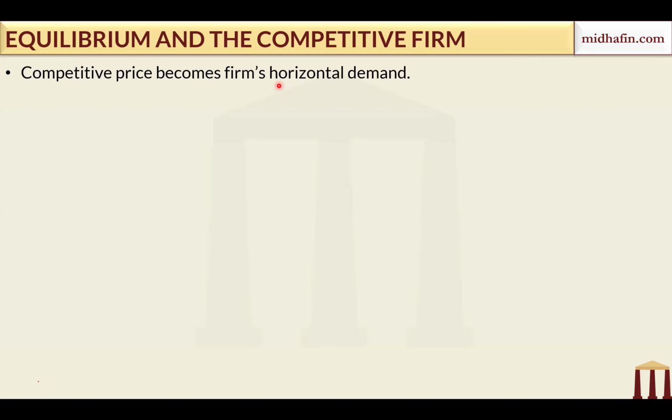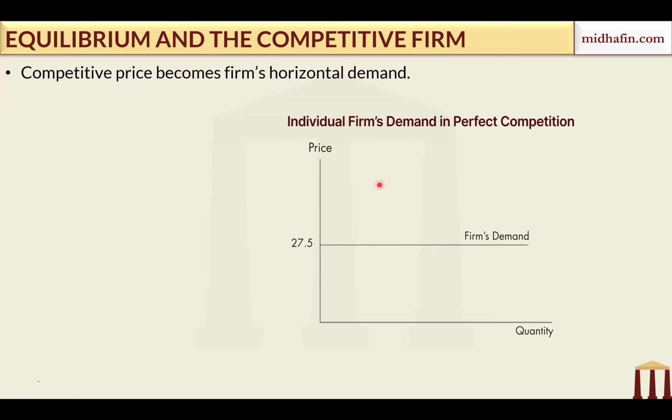So each firm is too small to influence the market price, because even if any single firm increases their output double, triple, whatever, the overall market quantity will hardly change. And the price will still remain almost 27.5. So that is why we call the firms price takers. And that is why at this level the demand curve actually becomes horizontal at 27.5.